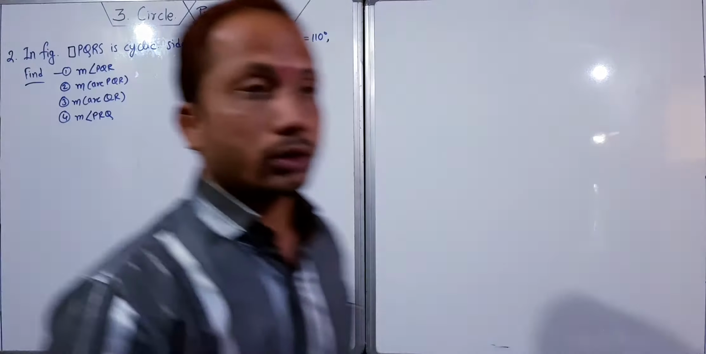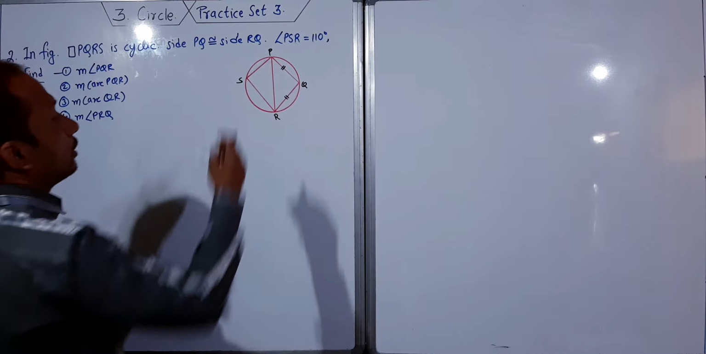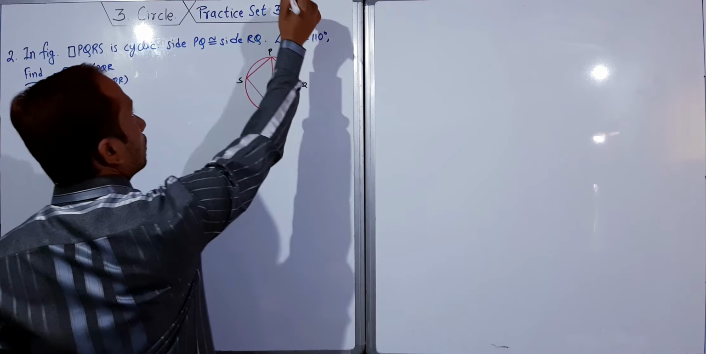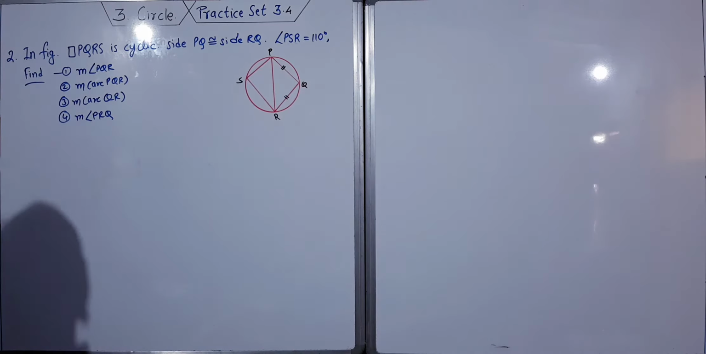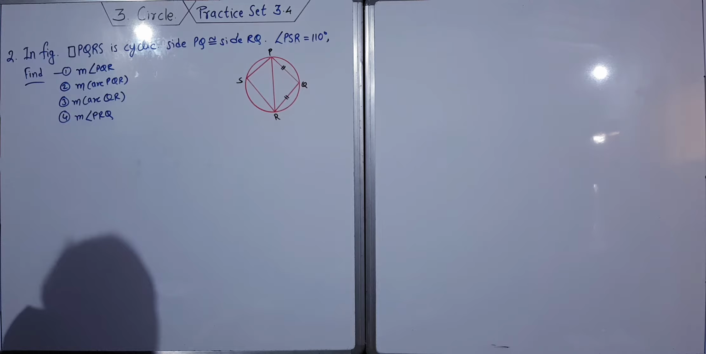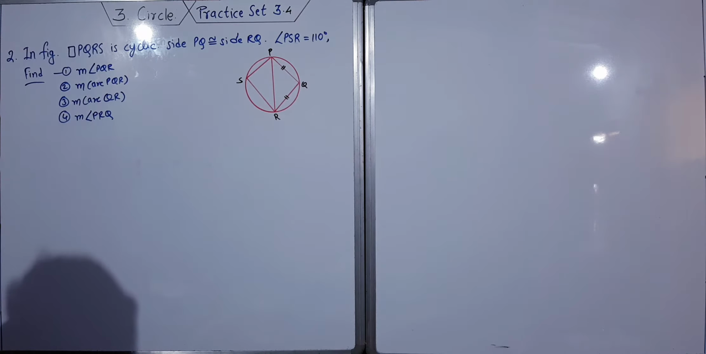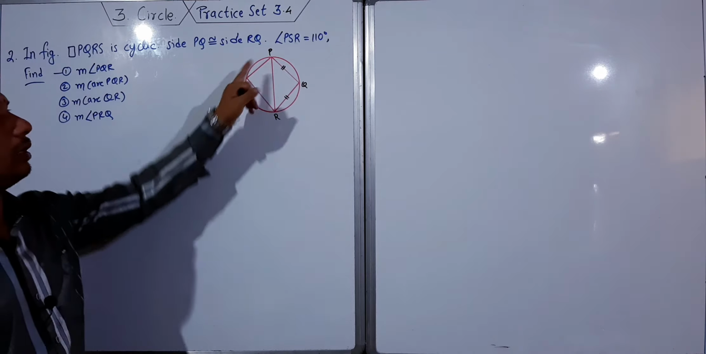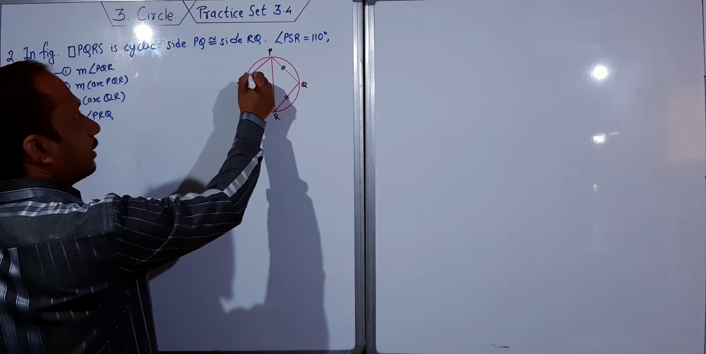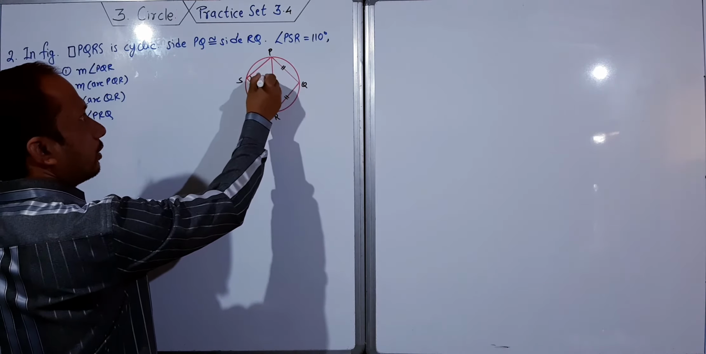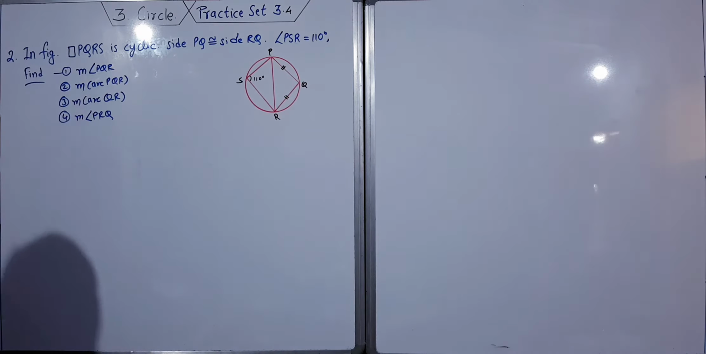So we'll solve question number 2, but before that I will write the practice set name, 3.4. Quadrilateral PQRS is cyclic, side PQ is congruent to side RQ, and angle PSR is given as 110 degrees. Then find angle PQR, then measure of arc PQR, then measure of arc QR, and measure of angle PRQ.